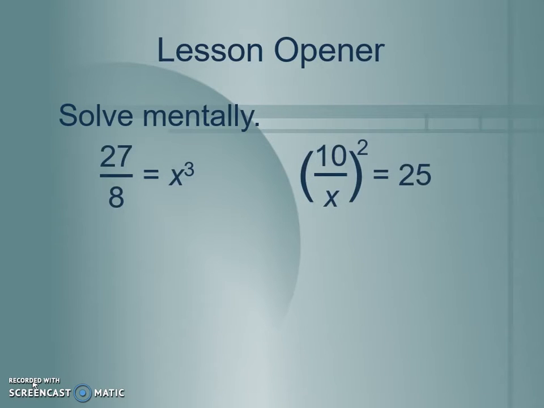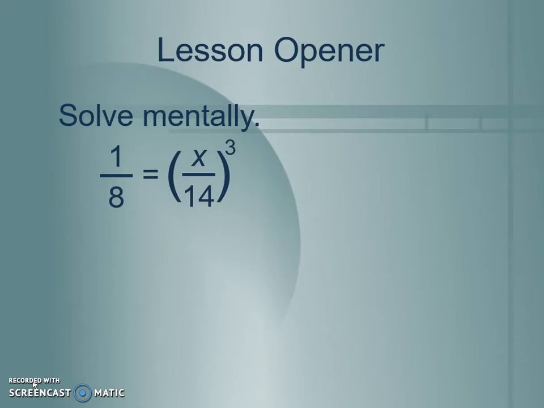27 over 8 equals x to the third, so we're having to take the cube root of 27 and the cube root of 8. X equals 3 over 2. And finally, we'll have to follow our order of operations. So first we'll have to square the numerator and the denominator. Then follow our order of operations to solve. You get x equals 2.